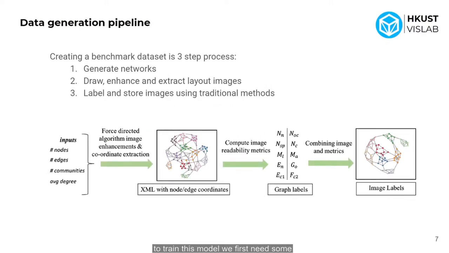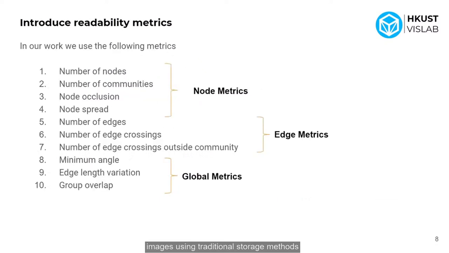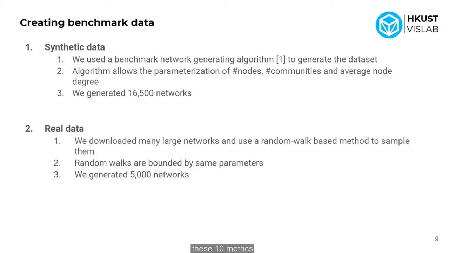To train this model, we first need some training data, and we decided to create our benchmark data set in a three-step process. We would first generate the networks using the parameterized inputs, then use our force-directed algorithm to draw, enhance, and extract these layout images. And finally, we'd label and store these images using traditional storage methods. In our work, we focused on labeling our networks with these 10 metrics.